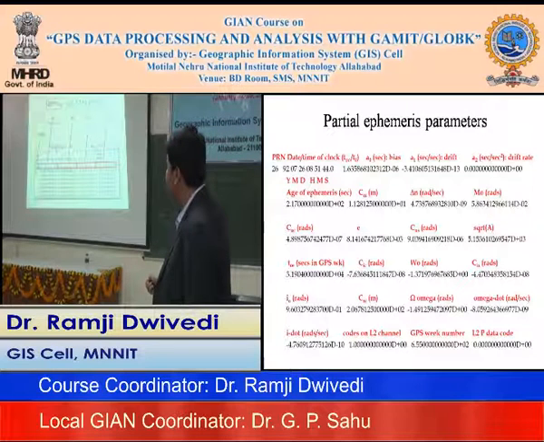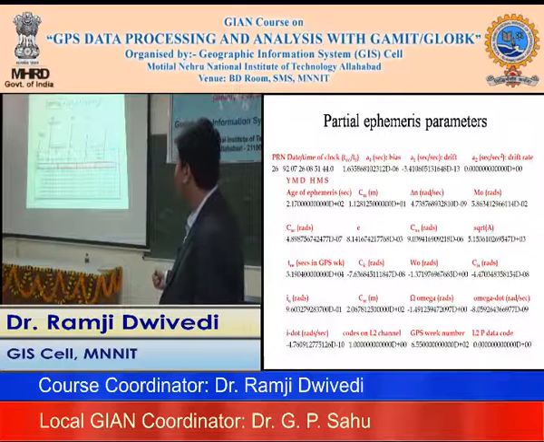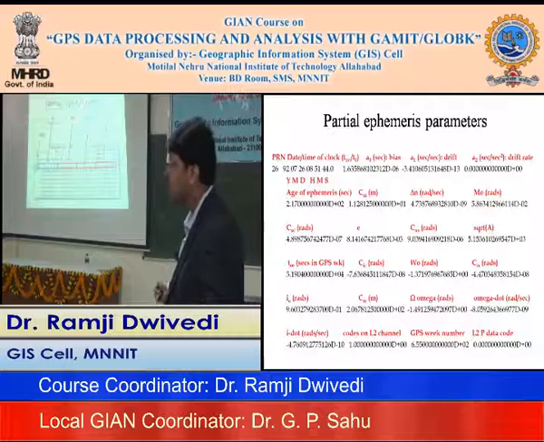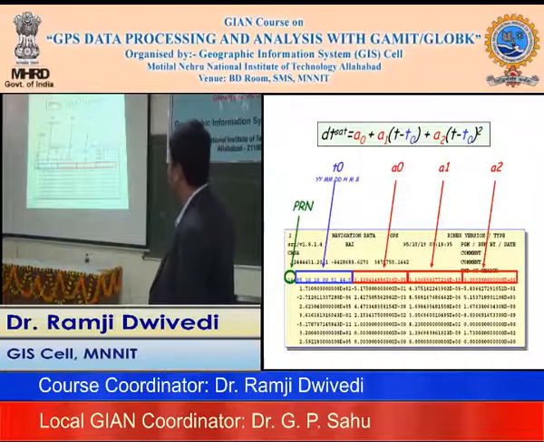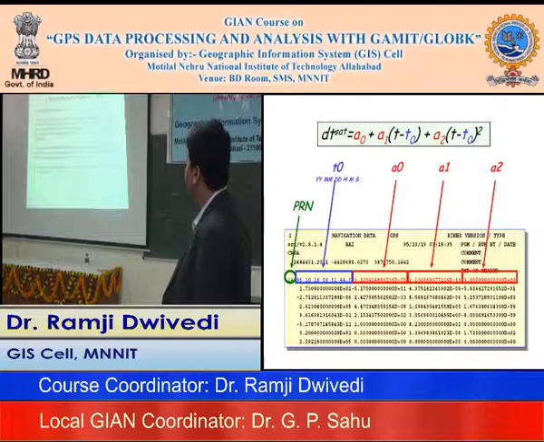So this is the PRN, T0. This is another detailed explanation on how you are using this clock parameter to estimate those corrections for the satellite clock. You are using this A0, A1 and A2 for estimating those clock corrections.